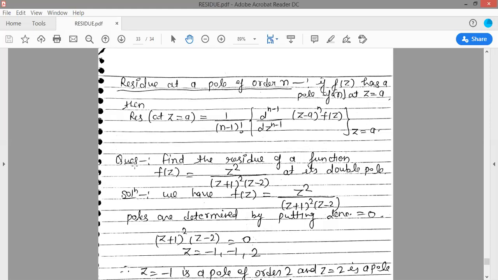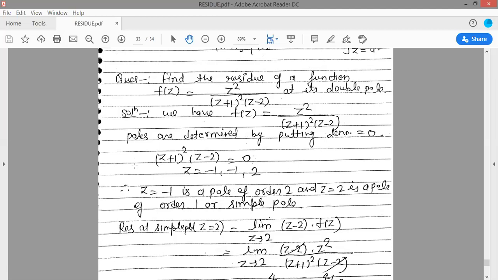Now there is an example here, so you will understand the pole of order n, how we will find our residue at a pole of order n. The example is to find the residue of a function f(z) at its double pole and also at its simple pole. For the pole singularity we need to put the denominator equal to 0. So (z+1)² (z-2) = 0. So z = -1, since (z+1)² gives -1 two times, and z = 2 only one time.